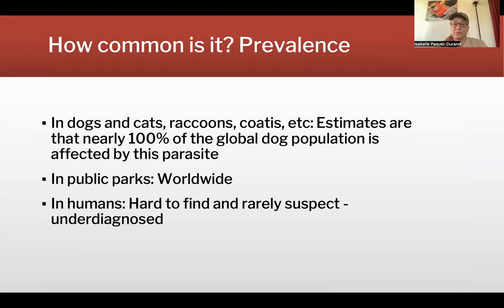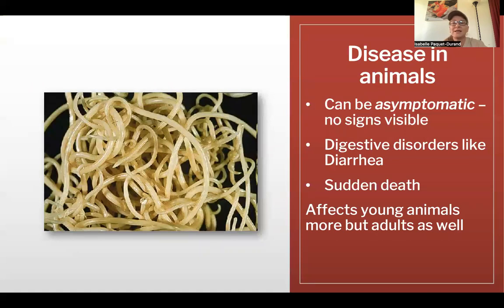estimated to be up to 100% of the global dog population. And it is also extremely common in the wildlife samples that we have analyzed. There have been studies done on the presence of this parasite in public parks with microscopy again, and this has been found worldwide. In humans, however, the prevalence of this disease is not very high. It is also underdiagnosed because it is not as easy to find and has to be suspected basically to be found, in a nutshell.